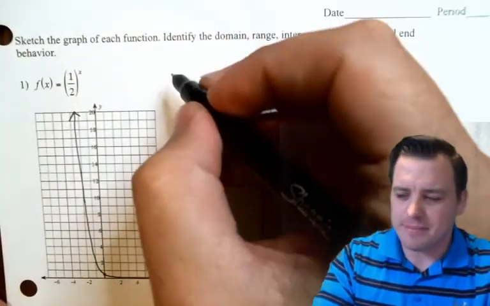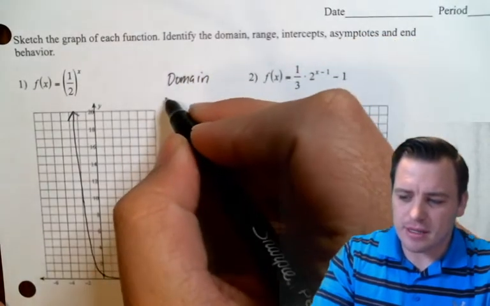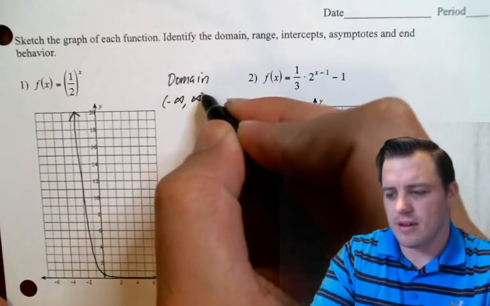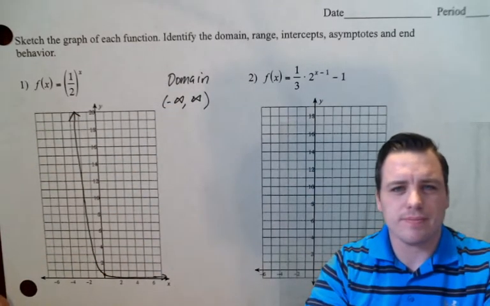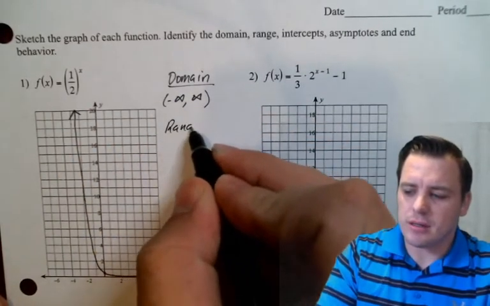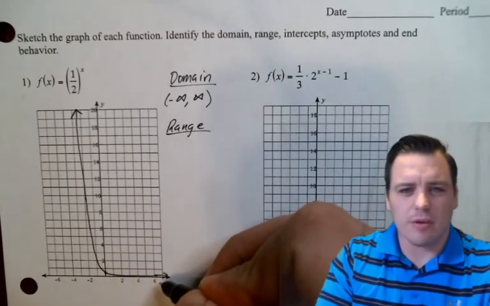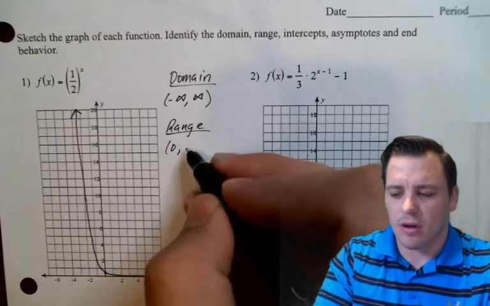The domain. My domain here is from negative infinity to infinity. It will include all numbers. The range of this would be from 0, but not including 0 because it'll never touch 0, all the way to infinity.